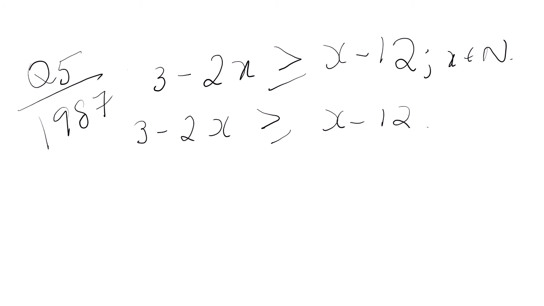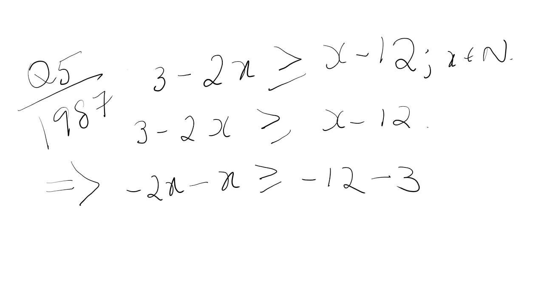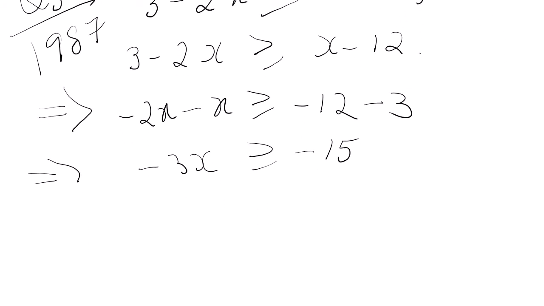So we will bring x this side, plus x this side, and we will take plus 3 to the other side. So this implies minus 2x is already there, plus x comes this side, so becomes minus x, greater than or equal to minus 12 is already there, plus 3 goes to the other side, so it becomes minus 3. So minus 2x minus x is minus 3x greater than or equal to minus 15. Okay, now in order to get x you have to divide by minus 3.